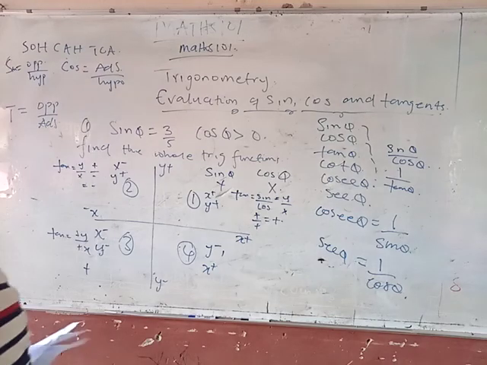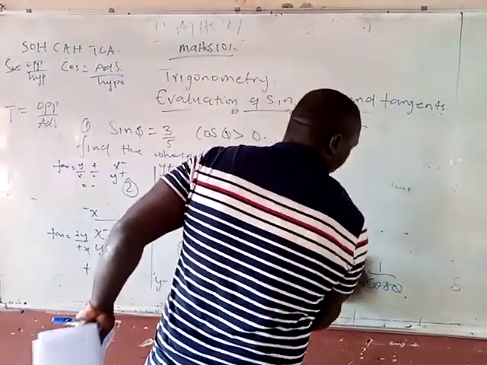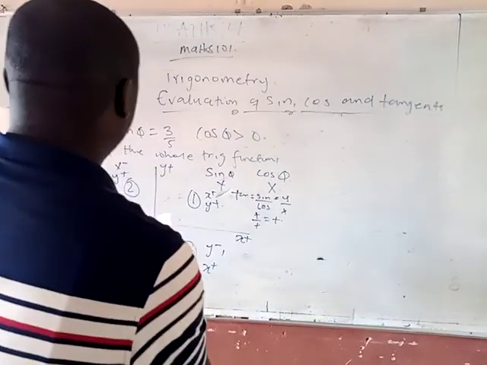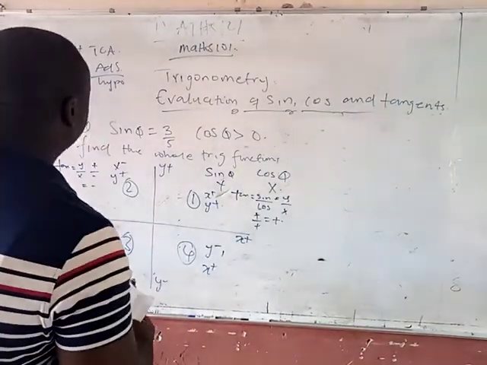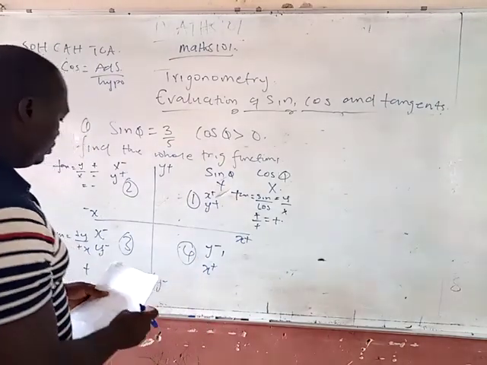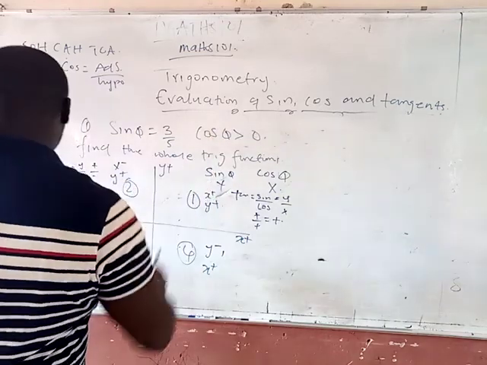Now, let's proceed to our question. We have a question still on the board, and we are already given that sine is 3 all over 5, and then cos theta is greater than 0.